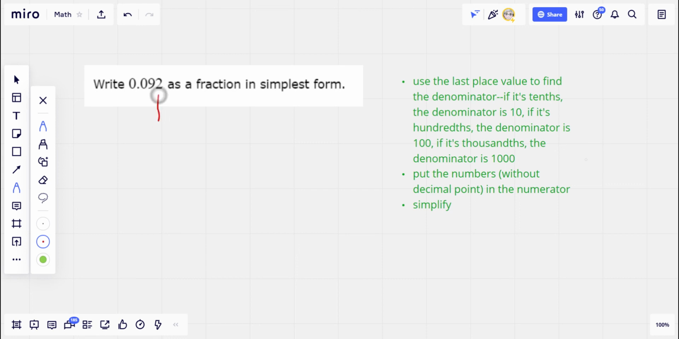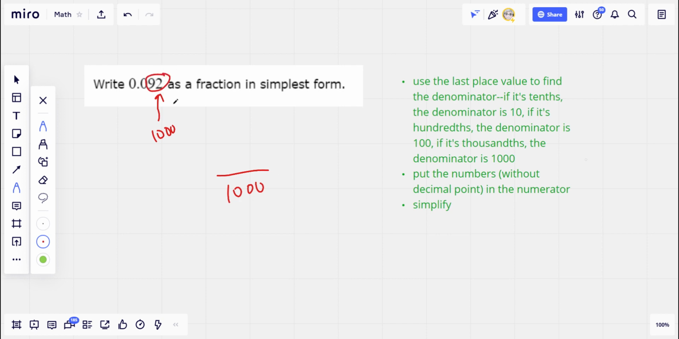So the place value furthest to the right here, that is the thousandths place. After the decimal point comes tenths, then hundredths, then thousandths. So that means our denominator is going to be 1,000. So we'll have something over 1,000. What we put on the top is easy.